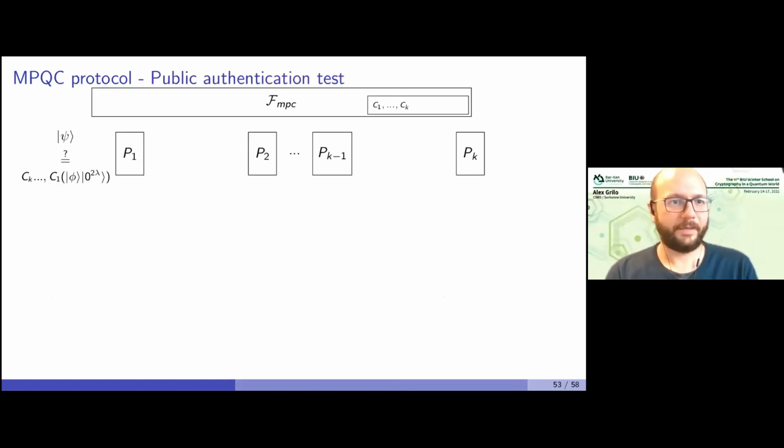Let me describe it quickly. The idea is that, let's say P1 has some quantum state psi, which is supposed to be the correct encoding of some state phi that she chose. But she does not know if each party, for example, behaved honestly.